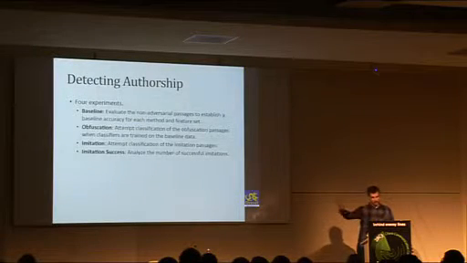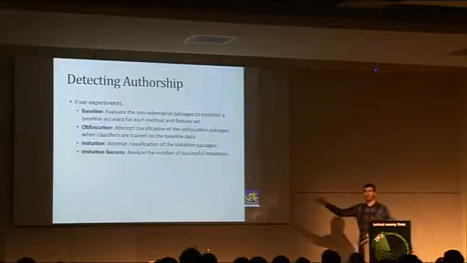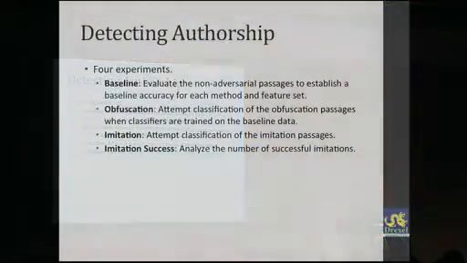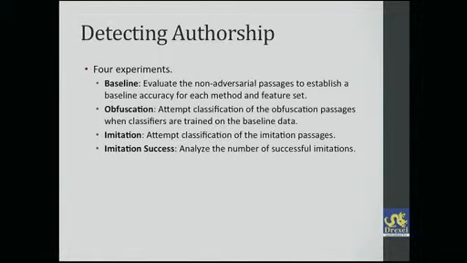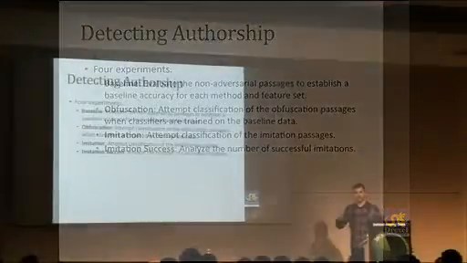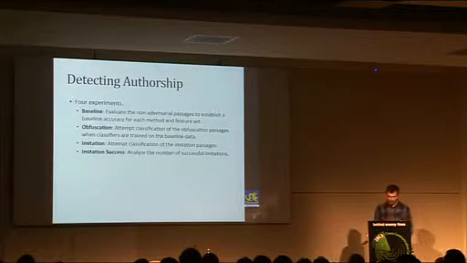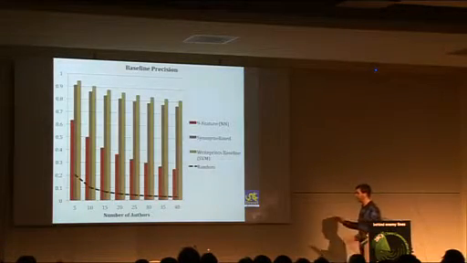So we look at these 3 methods through 4 experiments. First, the baseline. We want to evaluate these methods and see how good they are just on your base text that's not modified. We want to look at the obfuscation passage and see how they do when someone tries to hide their writing style. We look at the imitation passage and ask, how do they do when someone tries to imitate someone else? And then we want to look at the imitation success rate: what percentage of the people trying to imitate Cormac McCarthy actually tricked these methods into thinking that they were Cormac McCarthy? So this is the baseline data set. I'm just going to explain this graph a little bit.